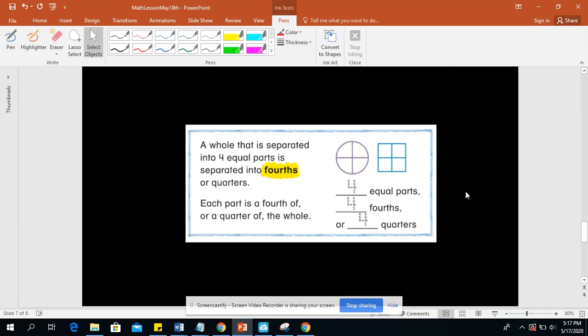So those are halves. A whole that is separated into 4 equal parts is separated into fourths or quarters. So if there's 2 parts, we call them halves. If there's 4 equal parts, we call them fourths or quarters. Each part is a fourth or a quarter of the whole. And here's a circle divided into fourths or quarters. And here's a square divided into fourths or quarters.